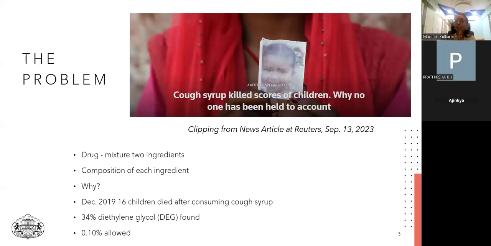So 34% is a huge number. And you would be surprised to know that only 0.10% of this ingredient, DEG, is allowed in any cough syrup. So how did it happen? Because of this poisonous surprise ingredient, the third ingredient in the cough syrup, these kids had lost their lives. An inquiry committee was created, and they investigated all of this. The controversial cough syrup bottles were seized and analyzed, and then this component was found.